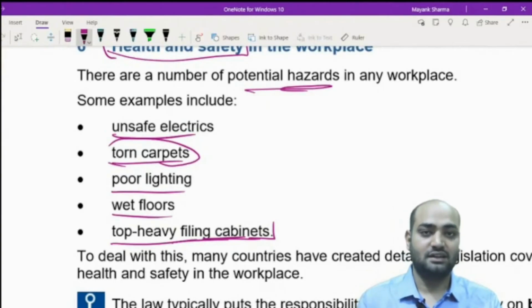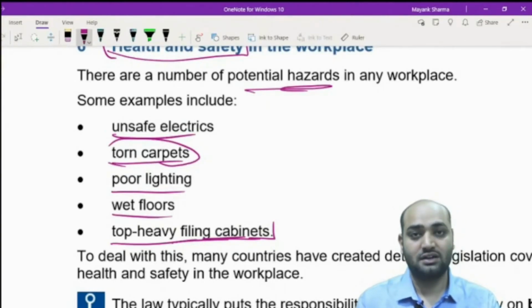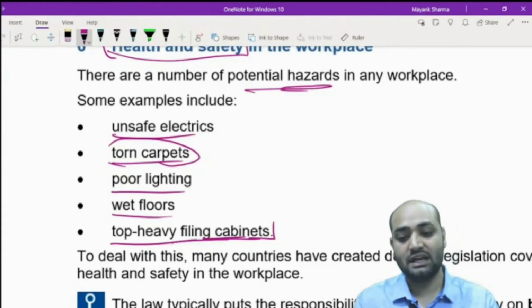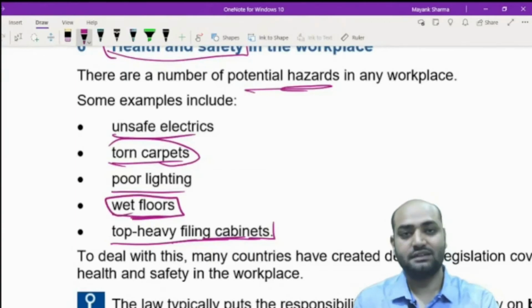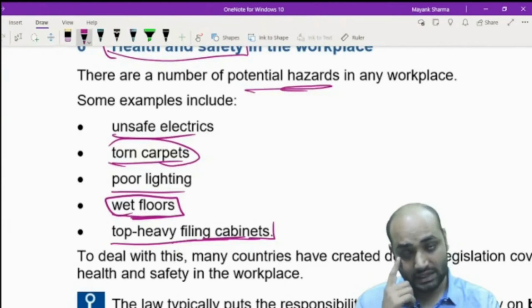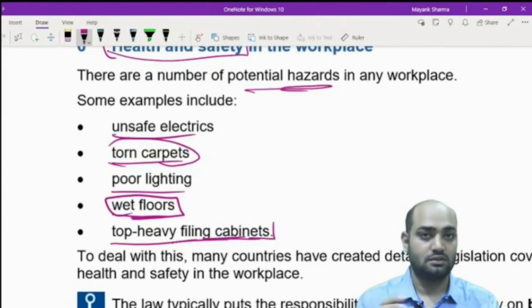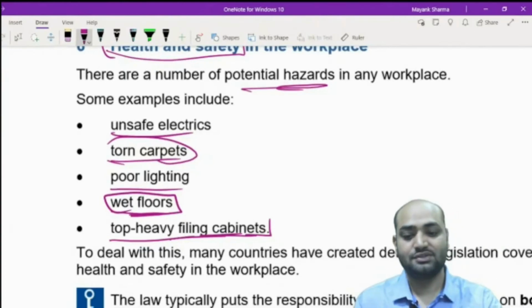Unsafe electrics can result in shock or electrocution also. Poor lighting impairs a person's ability to see objects or obstacles. Again, people can fall and get injured. Wet floors, people can fall. So there are indicators which maybe you might have seen in your college or in shopping malls. Whenever they mop the floor, they place an indicator that the floor is wet and do not use this area, or use this area with caution. Also, there can be top heavy filing cabinets which can fall over on a person, and because of the weight, they can injure the person.